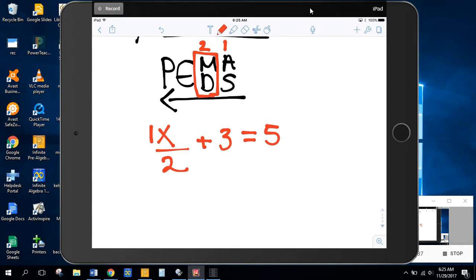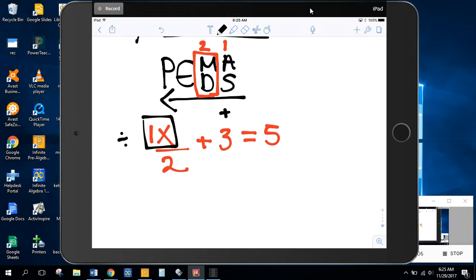So let's change colors so we can see the work I'm doing. Here's my variable, there's my 1x. The things happening to my variable: right here with the 2, I've got division, and over here with the 3, I've got addition. So I know I've got to get rid of both of them. I know to get rid of division, I multiply, and to get rid of addition, I add the opposite. But it's really, really important here that we do things in the correct order. So we use PEMDAS backwards to help us figure out that order.